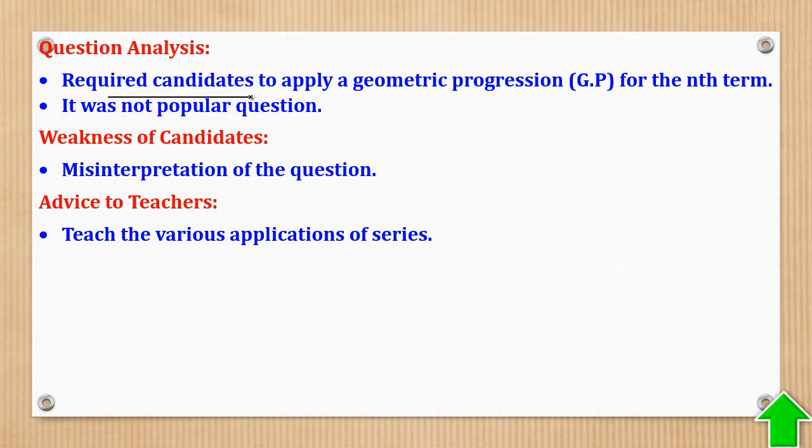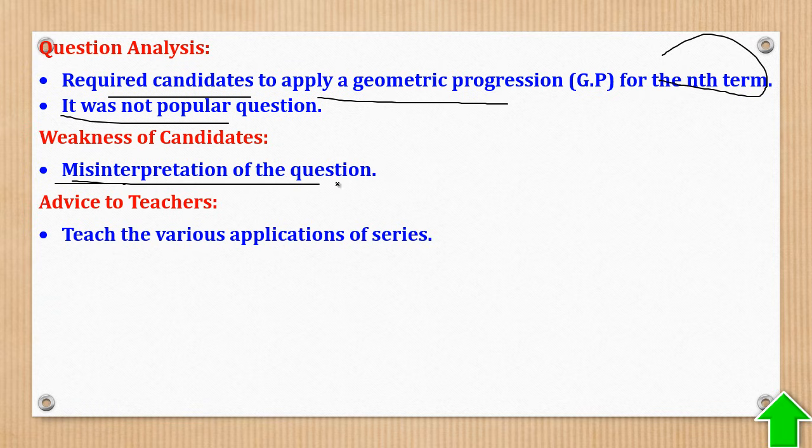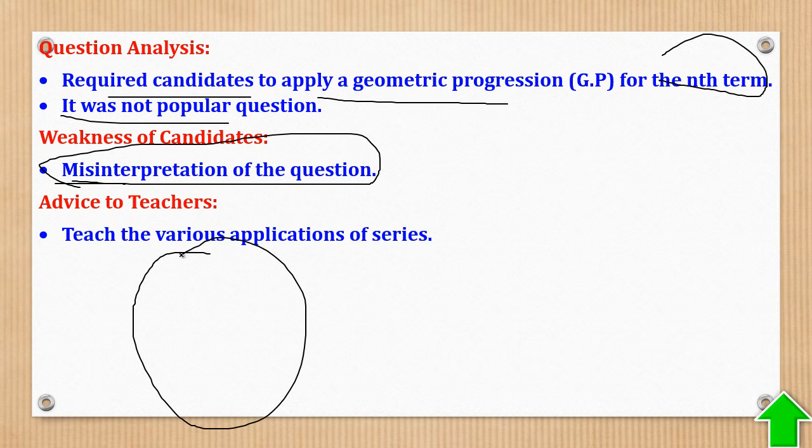So the question required candidates to apply geometric progression for the nth term. It was not a popular question. So one weakness was misinterpreting the question. It was not easy. That is why you saw me beginning from finding out the first term, second term, and third term for me to come up with a general term.